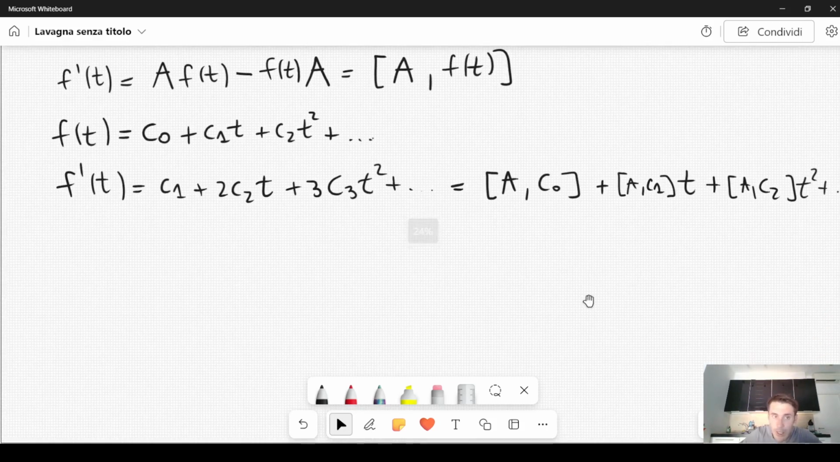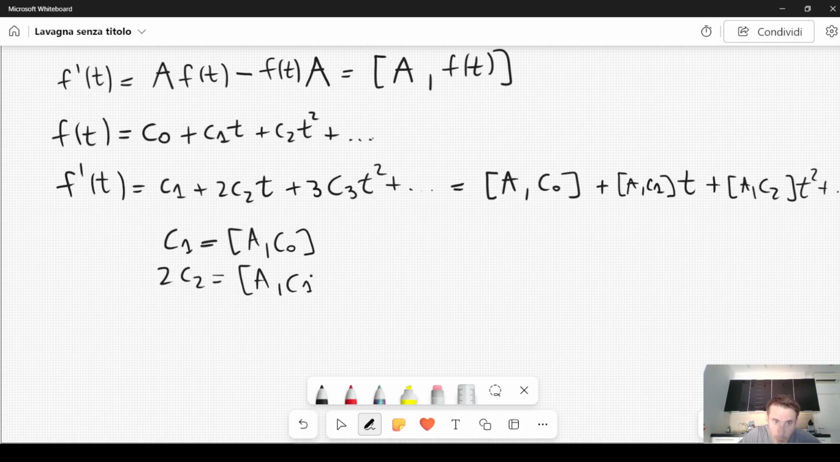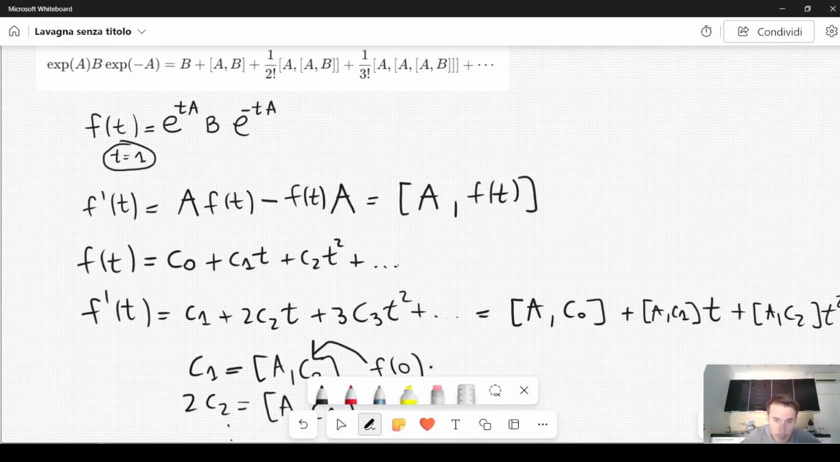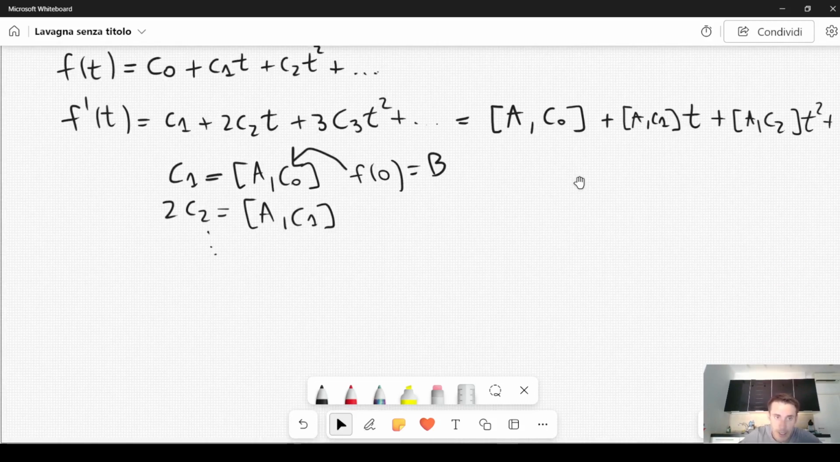And at this point, you can see that c1, which multiplies t to the power 0, so that's 1, is equal to the commutator between A and c0. And then we have 2 c2 equal to the commutator between A and c1, and then you get the idea. You have 3 c3 equal to this, and so on. Now, c0, if you check, is equal to f of 0 from here. But f of 0, if you remember the definition given here, is equal to B. So basically, we have found that c1 is the commutator between A and B.